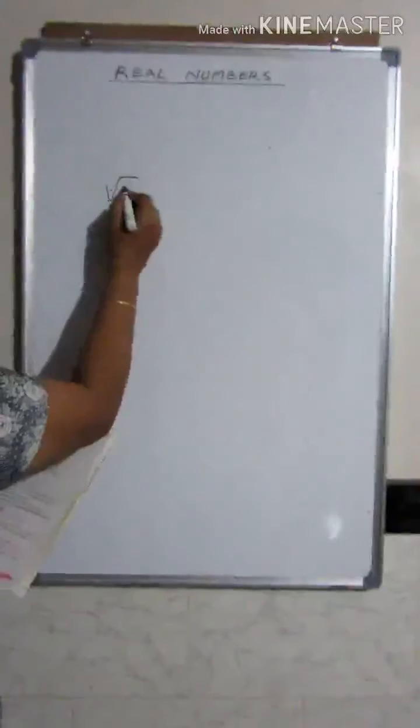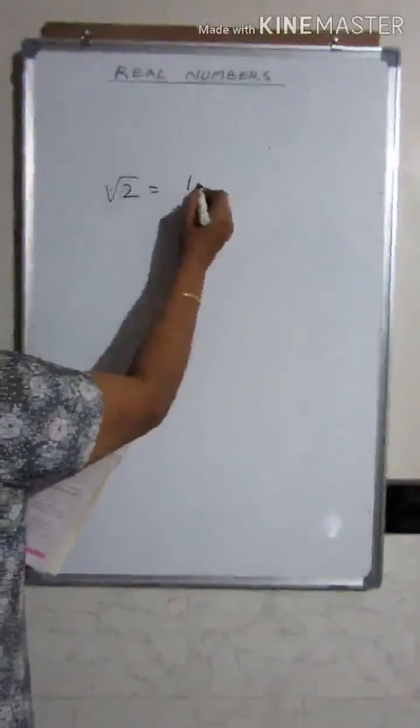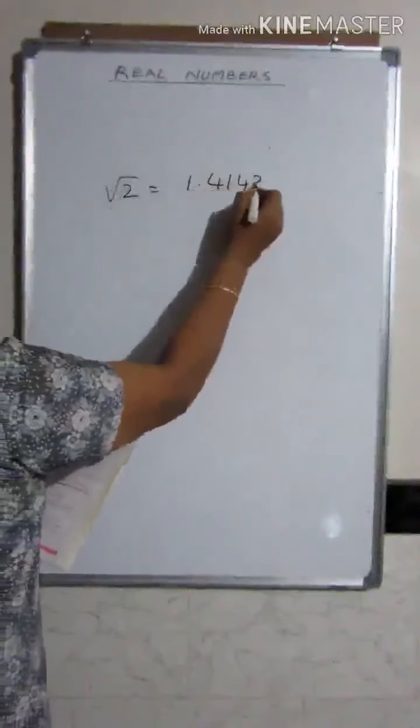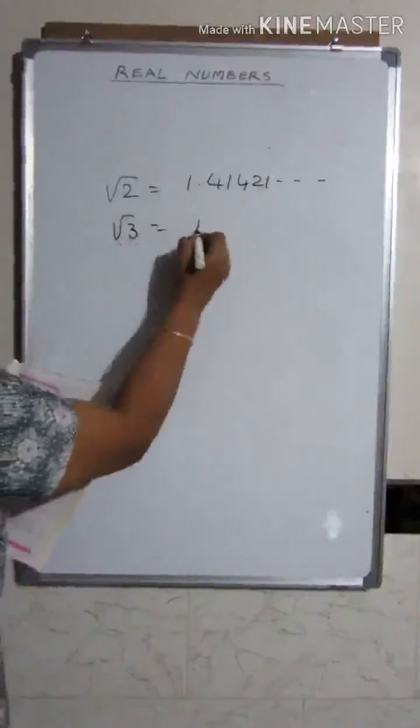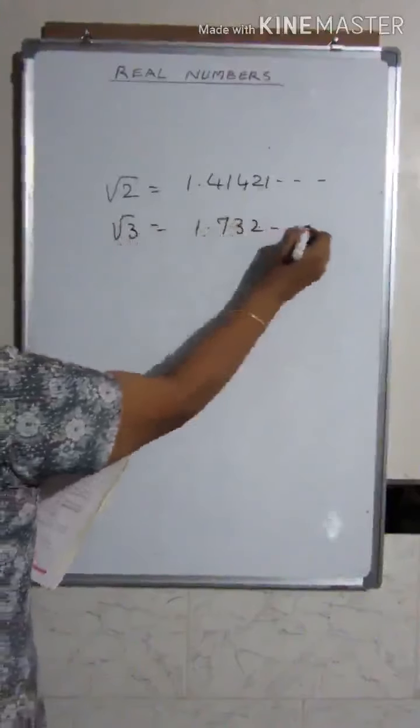Now next you have got irrational numbers and real numbers. Now what are irrational numbers? If the decimal representation of a number is non-terminating, non-recurring, then such numbers are called irrational numbers. In the book they have given the value of root 2 as 1.41421 and so on, and the value of root 3 as 1.732 and so on.